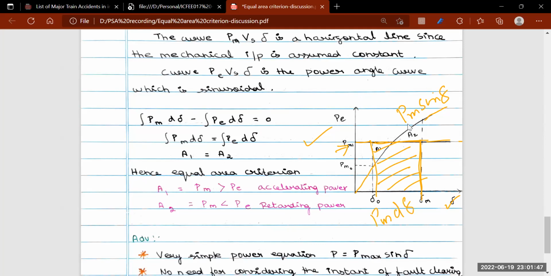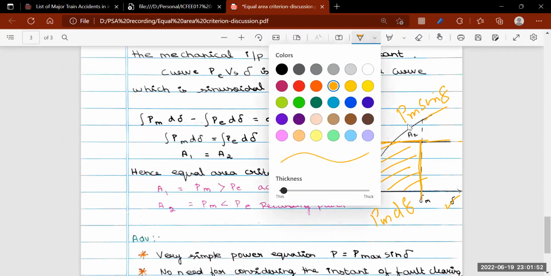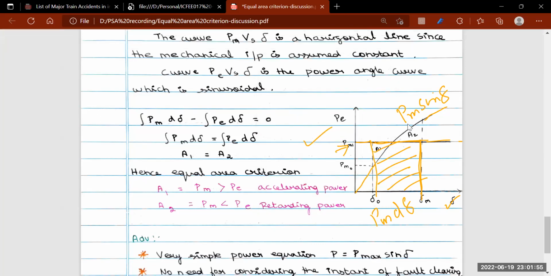And what is my PE dδ? If I take another color, this PE versus δ represents the area under this point, δ naught to this point, and this point and this point. So this will be the area under PE versus δ, PE dδ. So what is this equation? PM dδ minus PE dδ.